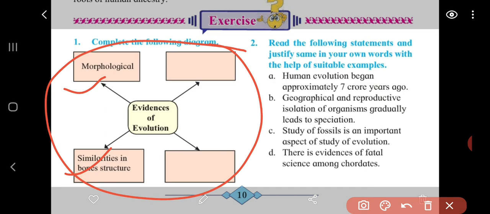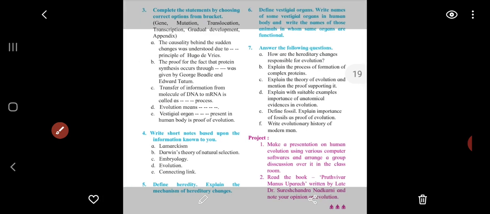Then we have the question: read the following statement and justify in your own words. It means that this is a kind of give reason question. This can be asked again. Then if you see question number 3, it's fill in the blanks.